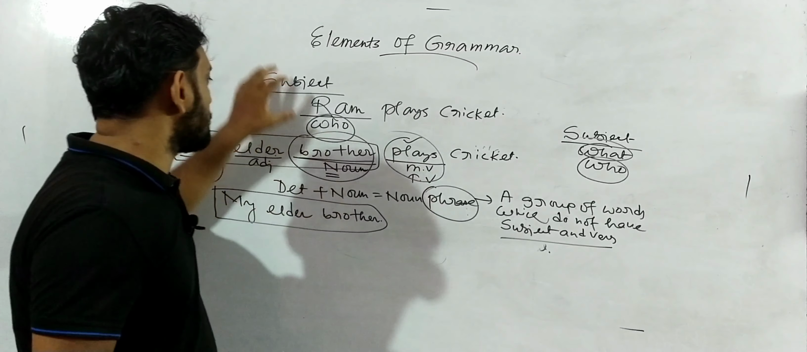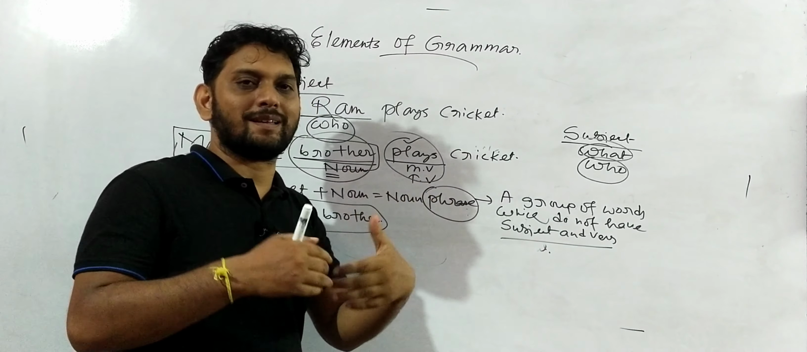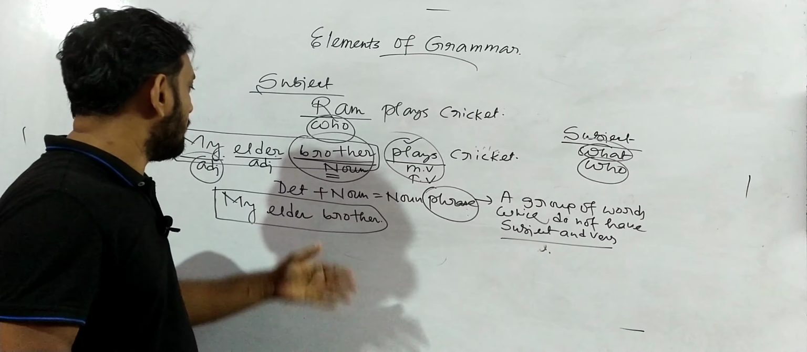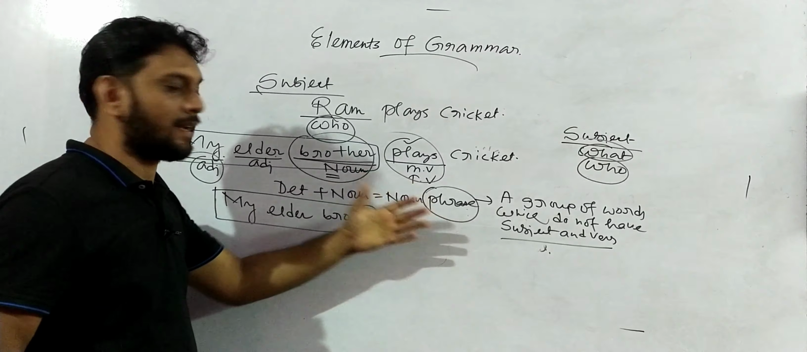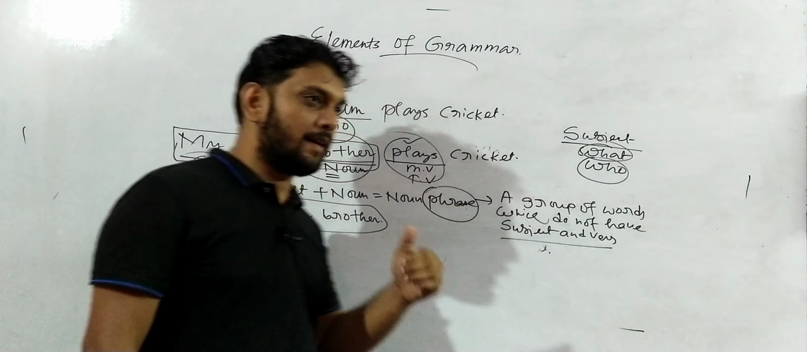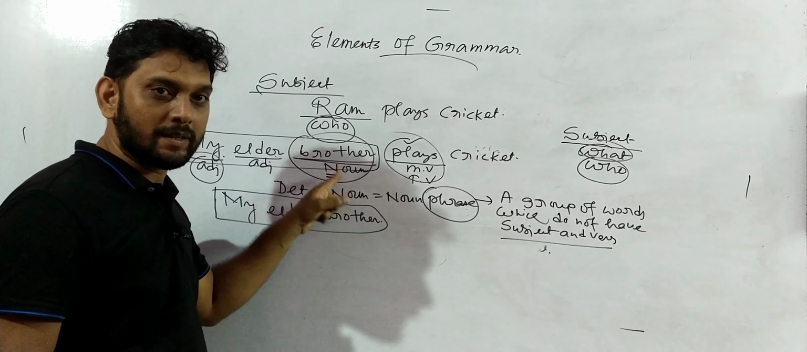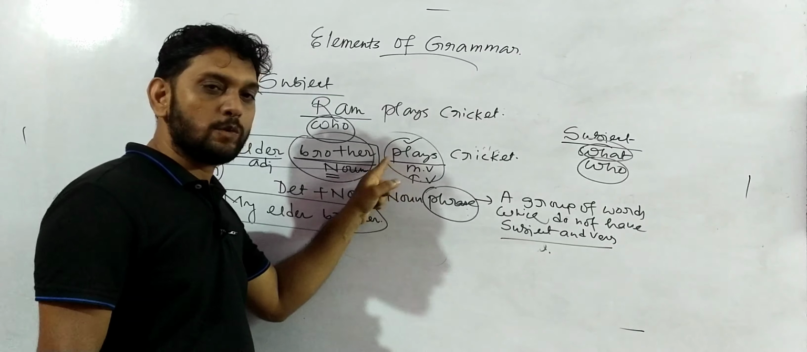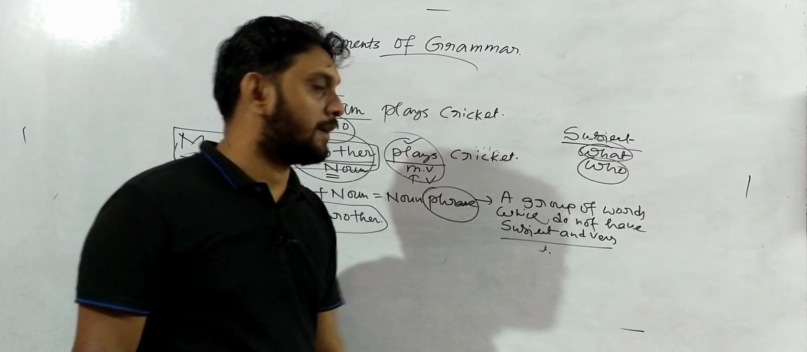Very good. So what is the subject? Subject is the person or the object that we are talking about. Here, we are talking about my elder brother who plays cricket, and "my elder brother" is called a noun phrase, and here brother is a noun. Because brother is a singular noun, we have taken the singular verb plays. Got my point? Very good.